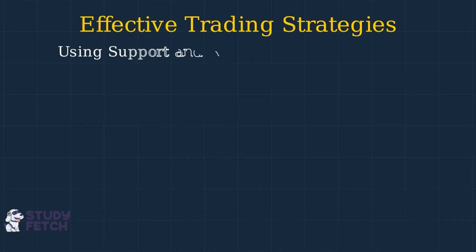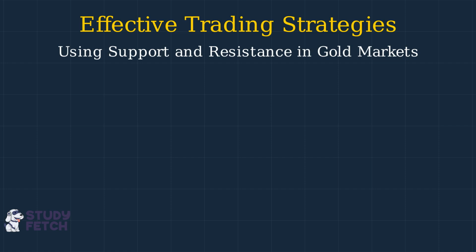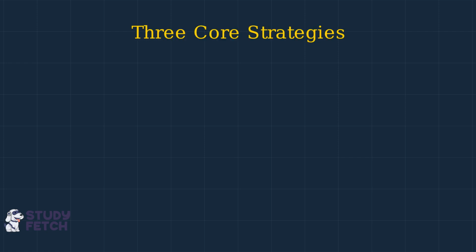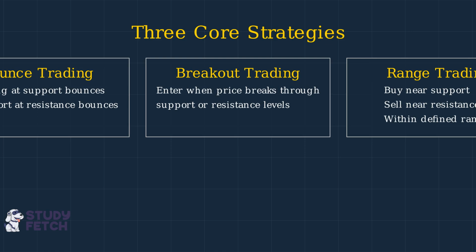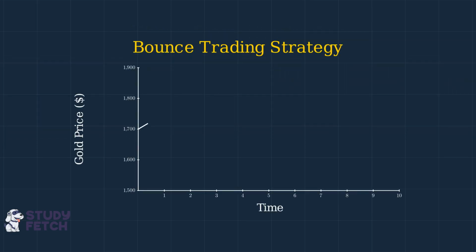Trading gold effectively requires understanding key strategies based on support and resistance levels. There are 3 core strategies for trading gold using support and resistance levels. These include bounce trading, breakout trading, and range trading. Each offers distinct advantages depending on market conditions. The first strategy is bounce trading.